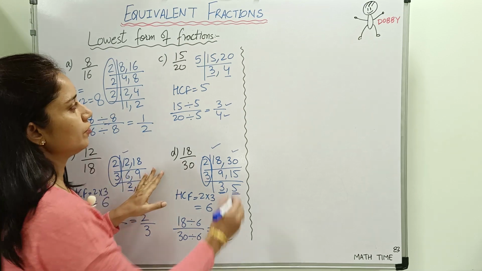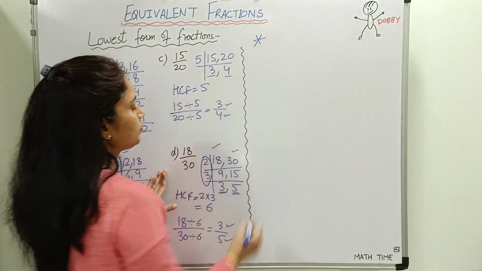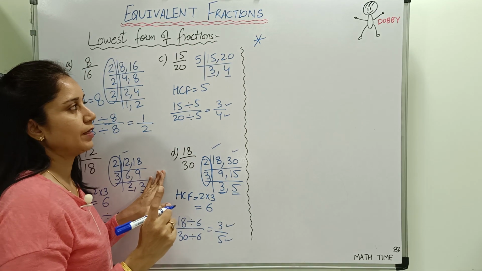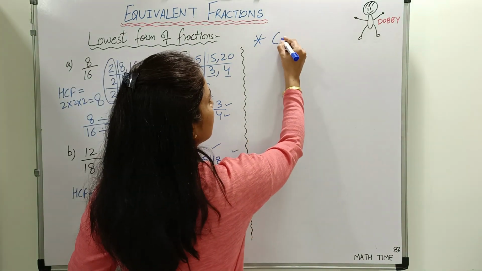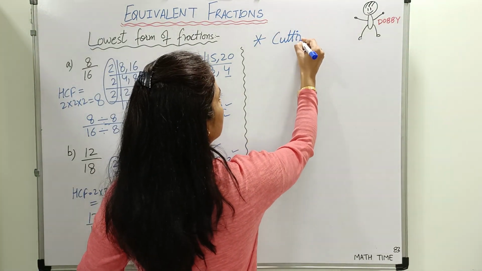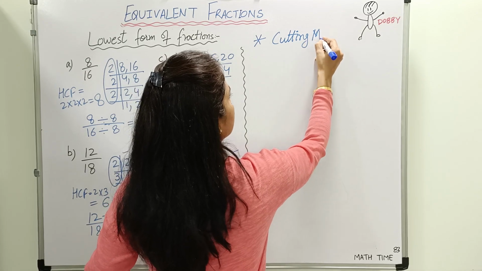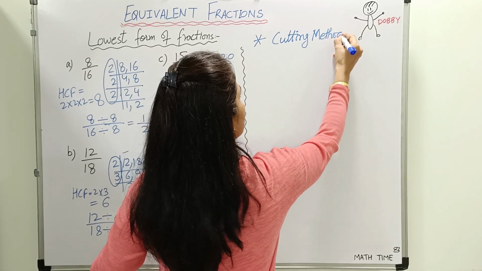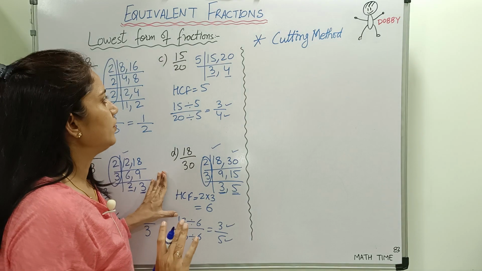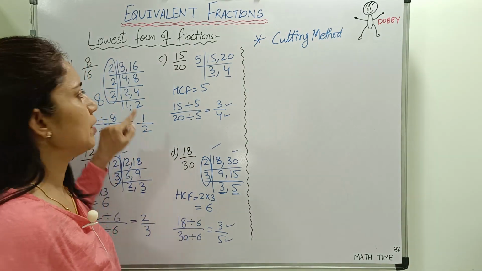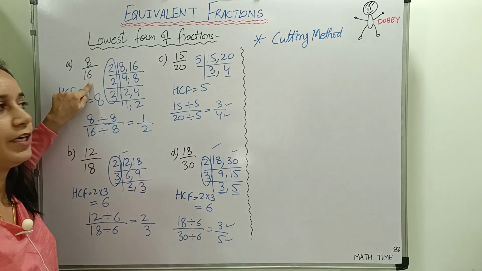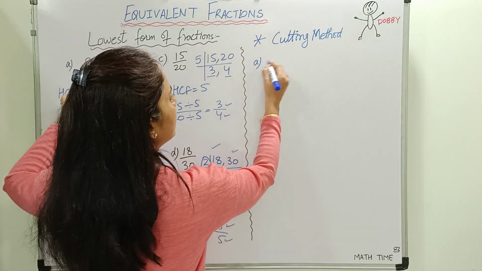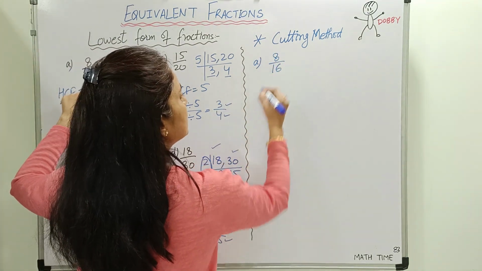Now the second method which I am going to tell you, after the HCF method, is called the cutting method. It is also very easy and interesting. I am taking the same numbers. The fraction here, A part, is 8 upon 16.